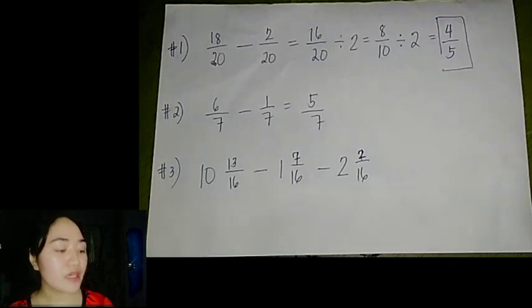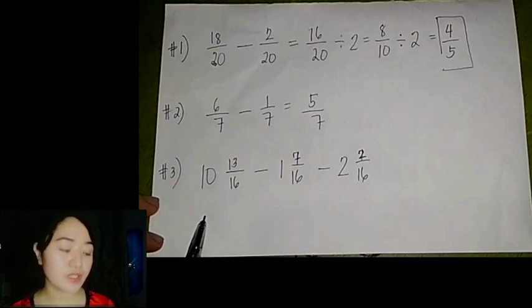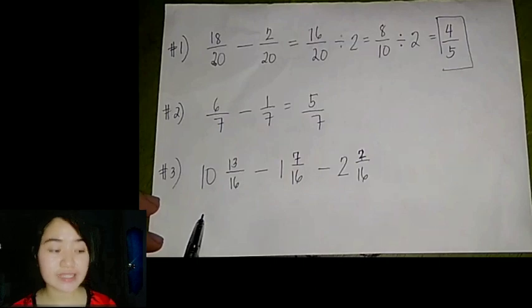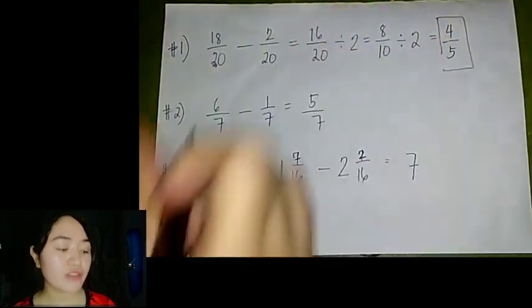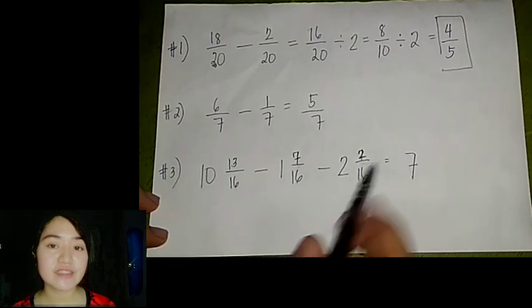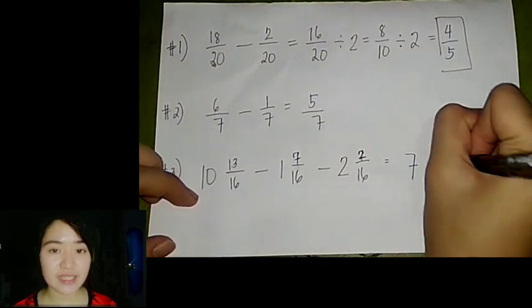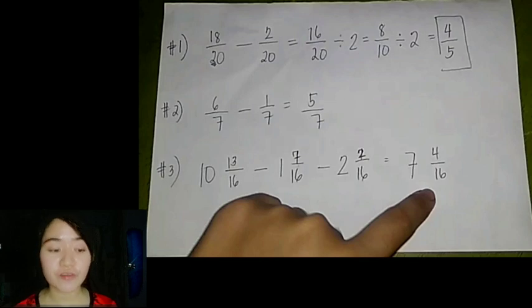Last example, 10 and 13/16 minus 1 and 7/16 minus 2 and 2/16. So, unahin muna natin yung mga whole numbers. So, 10 minus 1, that is 9. Minus 2, that is 7. And then, yung numerators na tayo. 13 minus 7, that is 6. Then, 6 minus 2, that is 4. And then, copy 16 na denominator nila. Kaya, ang sagot ay 7 and 4/16.